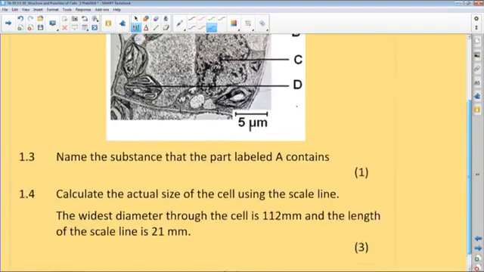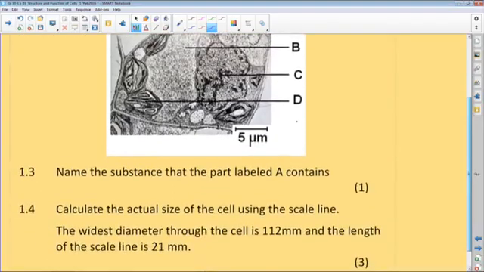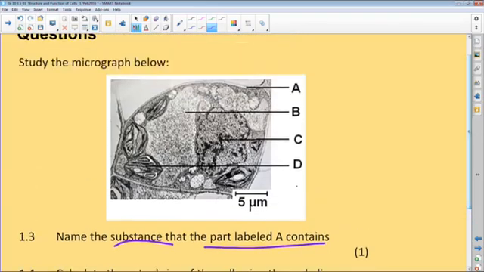Let's have a look at this one. Okay, same picture, exactly the same picture. Okay, and here we go. Name a substance that part A is made up of. Think about it carefully. I mentioned it earlier.